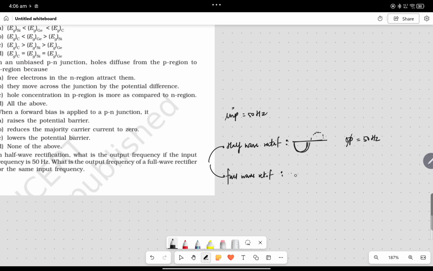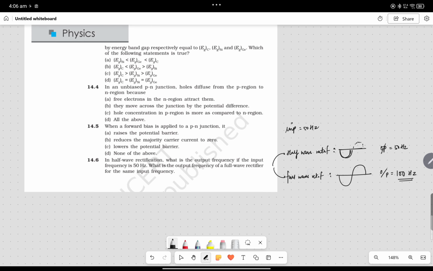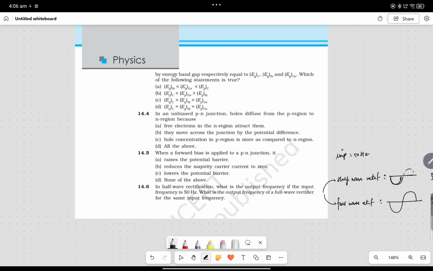But in a full wave rectifier, what happens is it takes the whole wave as an input, right? So what happens here is both half cycles are considered in full wave rectifier, so frequency becomes double here. So the output frequency is going to be double that of the input frequency, and that is 100 Hz, right? So in half wave rectifier the output is 50 Hz, and in full wave rectifier the output is 100 Hz, and that is the answer.